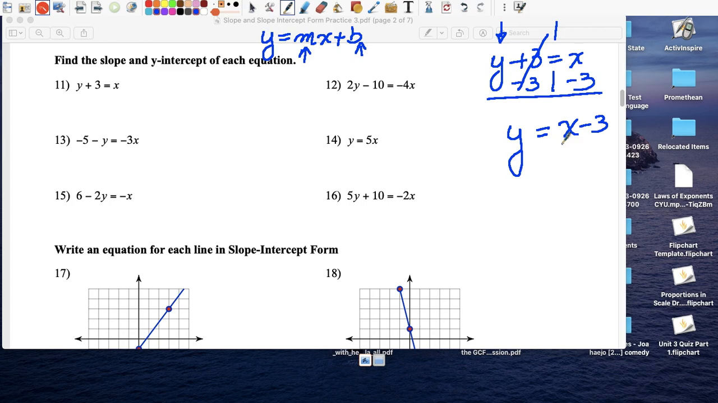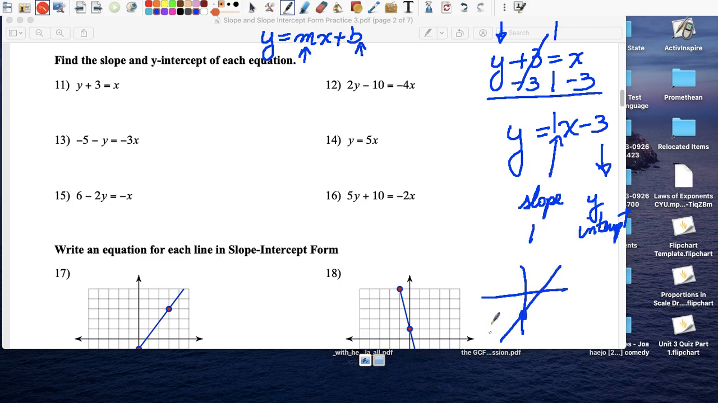Who's our slope? Well, the slope is this guy here, right? And who is that number in front of the variable x? Well, there's an invisible 1 there, so the slope is 1. And that's my y-intercept, -3. All right, so if you were to graph it, here's -3 at the bottom, right? It's a positive slope. It'd be something that looks like that.